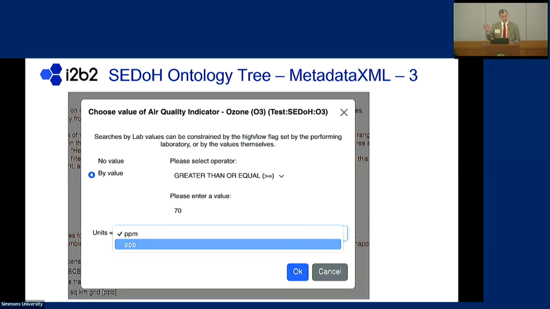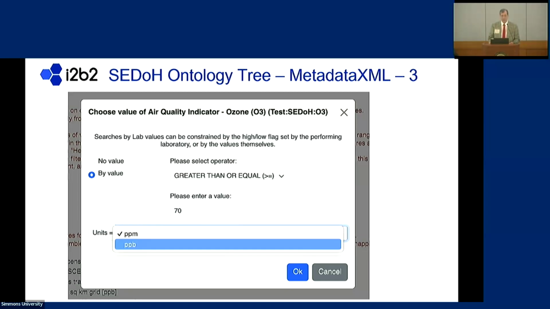Now the options besides greater than or equal to are greater than, less than or equal to, not equal to, and between. You can set a range of numbers that you might be interested in. And so these are the different options for numeric values in the pop-up that's related to metadata XML. In this case, I put in 70.